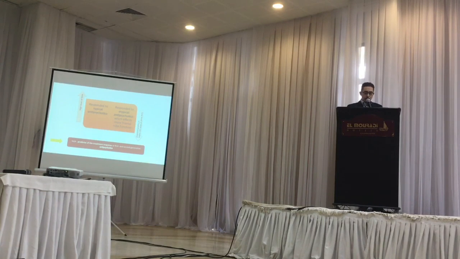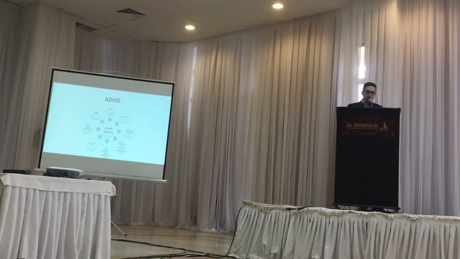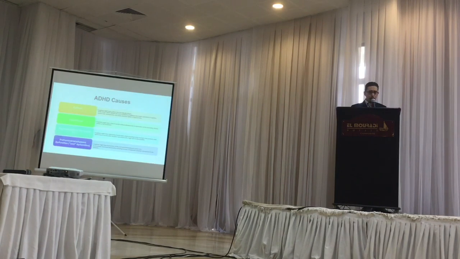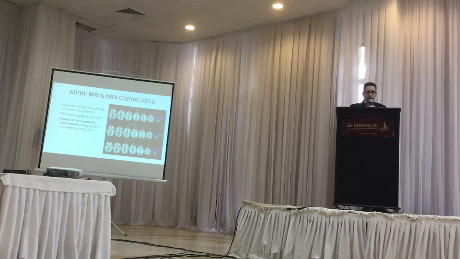I will take now the example of ADHD. As you see, it's a multifactorial disease. I'm not gonna go through details, but I will only speak about some fMRI correlates. They discovered reduced right globus pallidus and putamen volumes in ADHD patients, with decreased caudate volumes and frontostriatoparietal dysfunction during tasks of inhibition and attention.